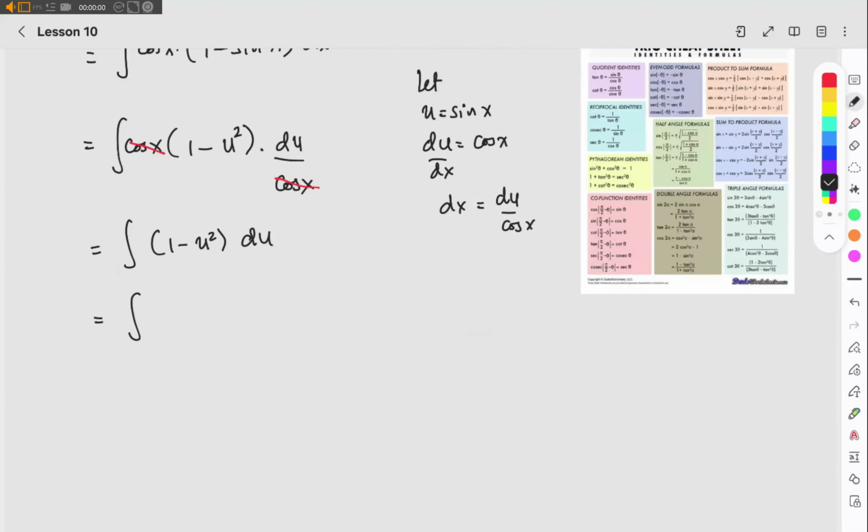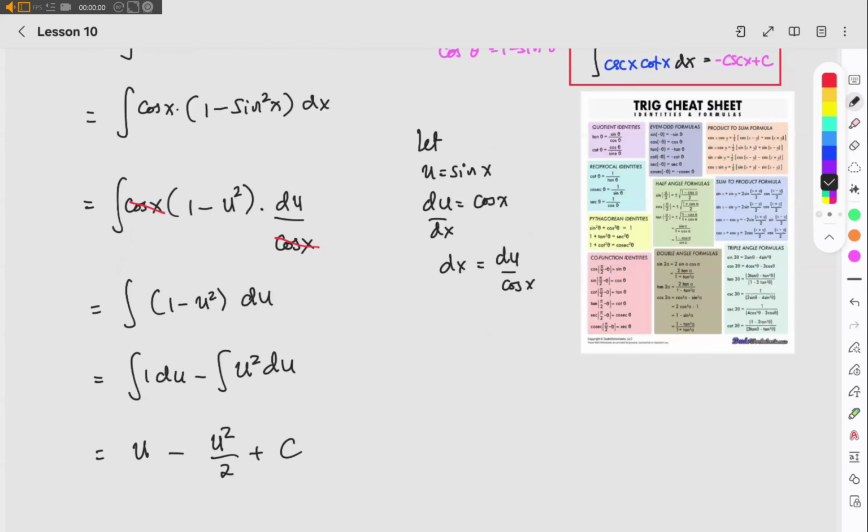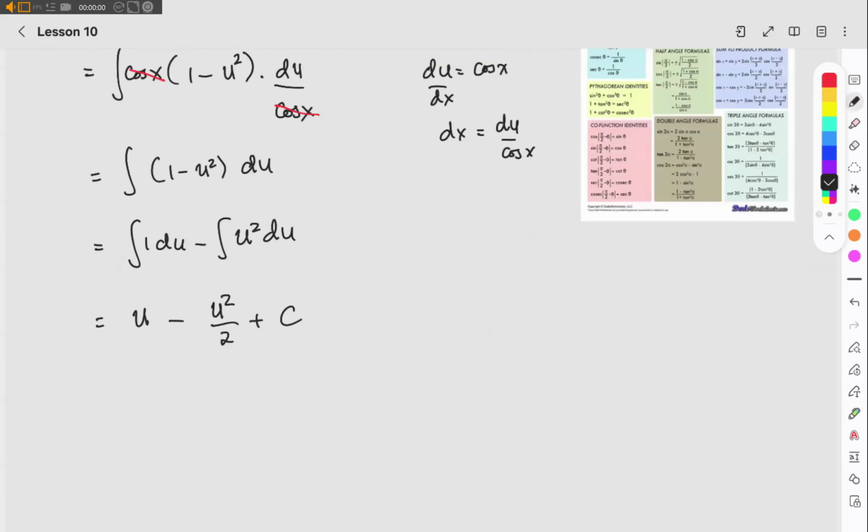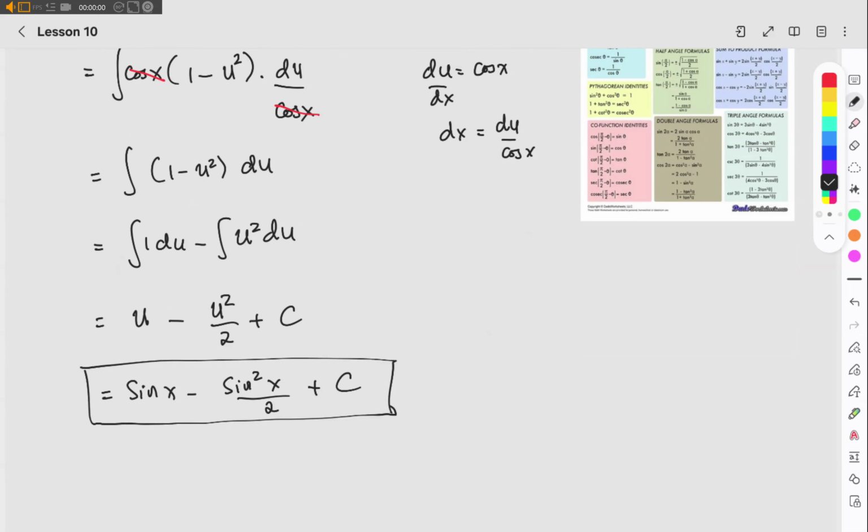Then you can just do integral of 1 du minus integral of u squared du. That's simple. So integral of du is simply u minus, what is integral of u squared? That will just simply be u squared over 2 plus c. And then you just substitute back u equals sine of x. So sine of x minus sine squared of x over 2 plus c. And this is your answer.